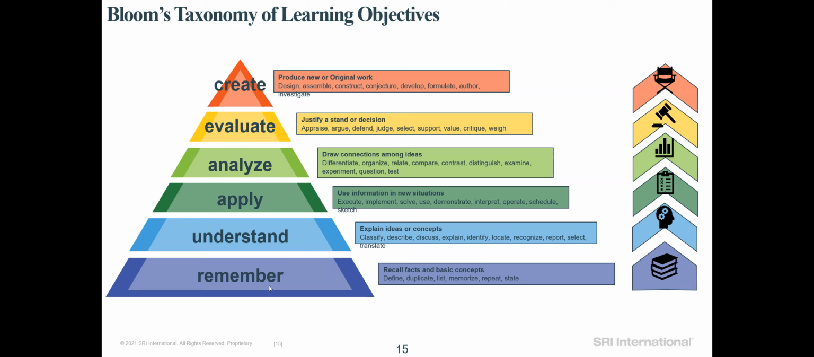First is remember. Look at the verbs: define, duplicate, list, memorize, repeat, state. One way of dealing with this is what is done in the classroom, where children are asked, can you answer this question by just quoting from the story that you just read? Or can you at least just point to a part of the story that would help you answer that question? Whereas when you come to understand, you're already at another level: describe, discuss, explain, identify, locate, recognize, report, select, etc.